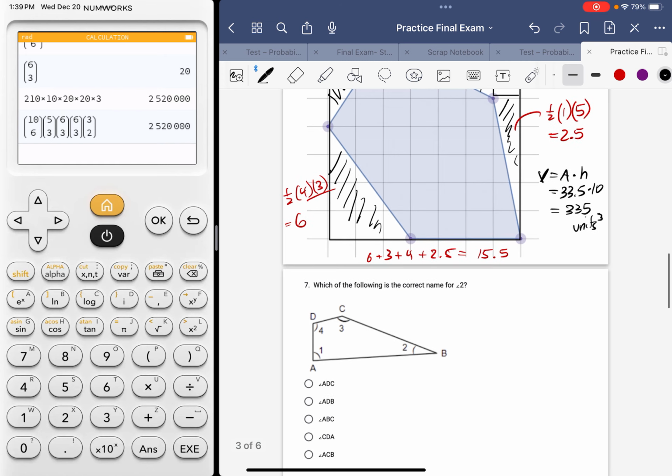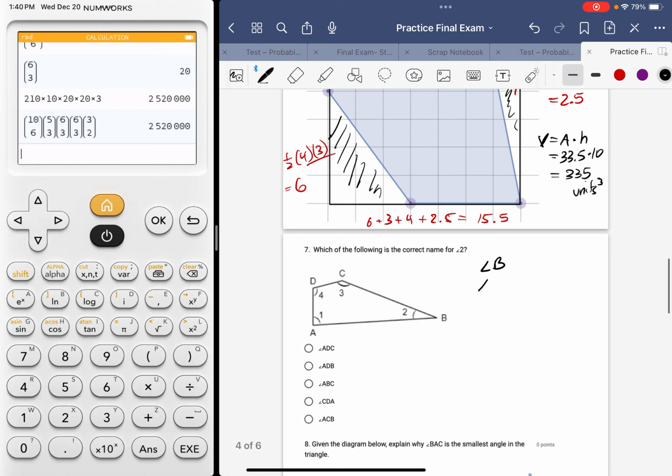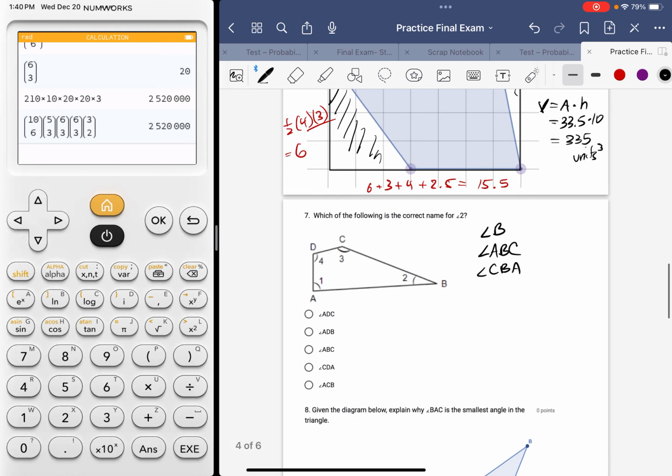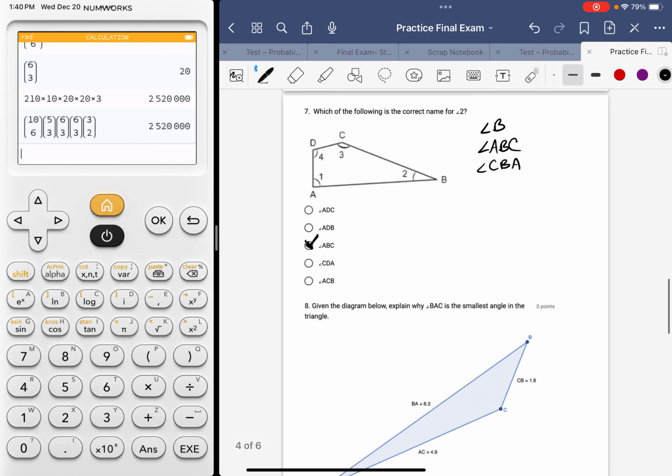Number 7: which of the following is the correct name for angle 2? We have a few different ways we can name it. We can call it angle B, and some things are inexplicable. Why did I make an A? Nobody knows. I can call it angle ABC. I can call it angle CBA. So look at our choices. I got an ABC there, and everything else is incorrect, so we're good.